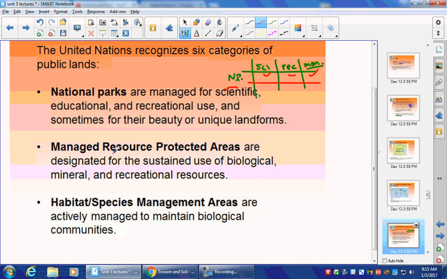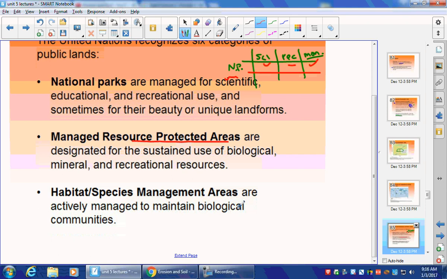So managed resource protected areas, what does that mean? Sustained use of biological, mineral, and recreational sources. So they can be used for recreational purposes as well. Habitat species management areas, they maintain biological communities. So you notice that this doesn't have recreational, doesn't have landforms or anything. This is just for the purposes of taking care of specific animals and endangered species.